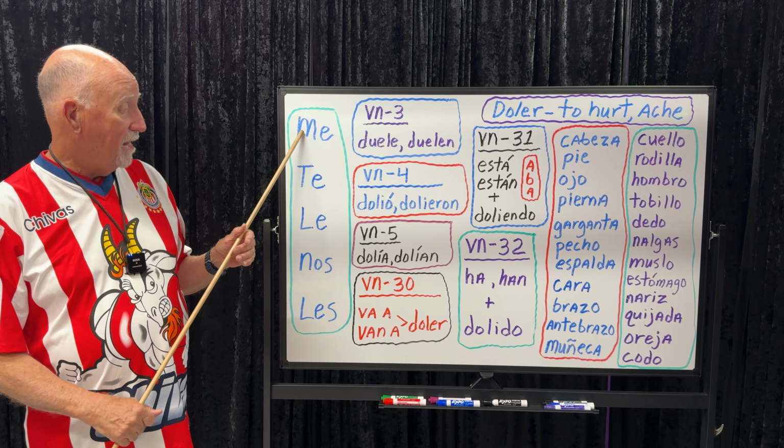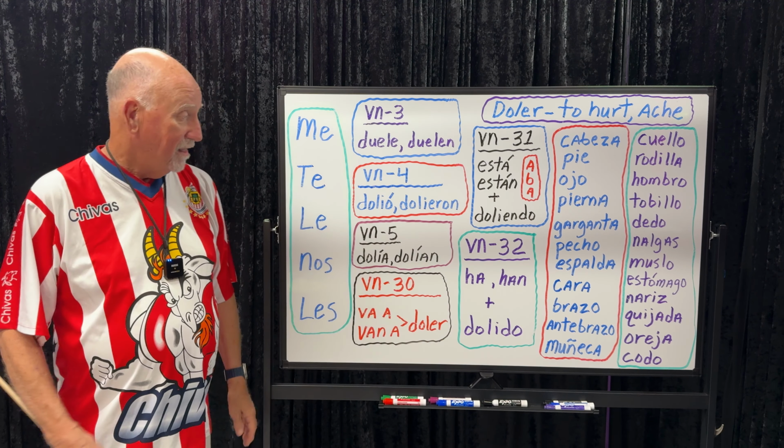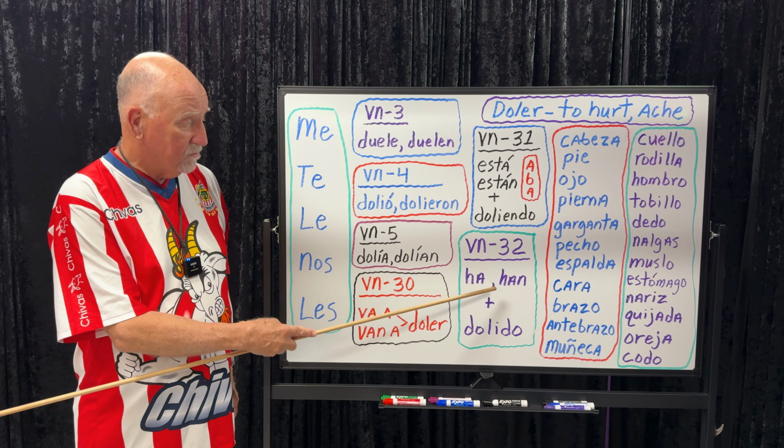Now, I didn't have enough room for everything, but if you wanted to go estado plus ing, you could do that. You want to say my knee has been hurting for a while? Me ha estado doliendo la rodilla por mucho tiempo. Okay, this is a 32. 3 because we're using the present tense of haber. And 2 is the past participle, ido, ado, ido.